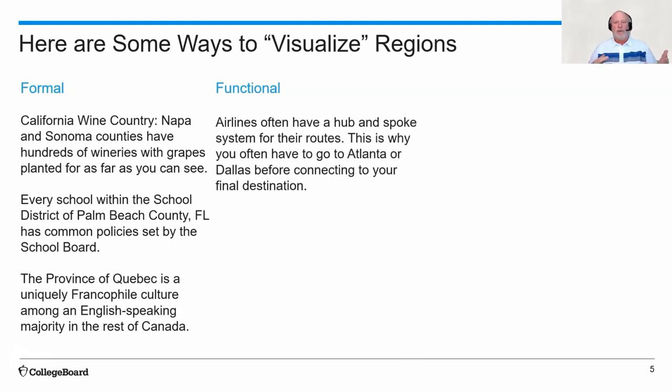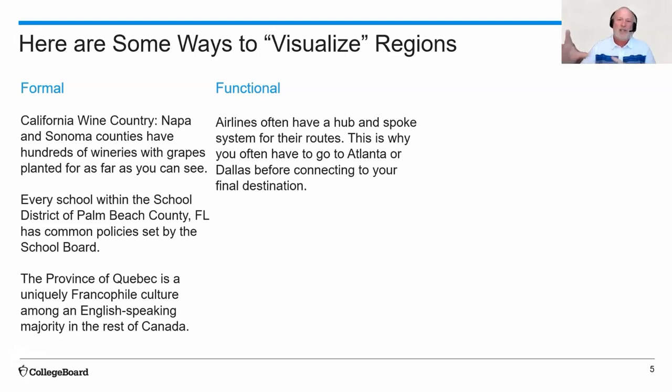I came up with a few for you here. I like to fly a lot, to travel. And of course, when you fly, you almost always have to change planes, right? You have to fly to one airport and then switch to a different flight. That's because airlines figured out a long time ago that it was very cost effective for them to develop a hub and spoke system where you fly into that hub and then you connect and go somewhere else. It's more efficient for them. Well, that's a good example of functional regions, right?